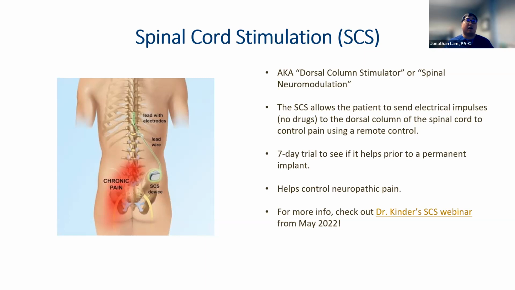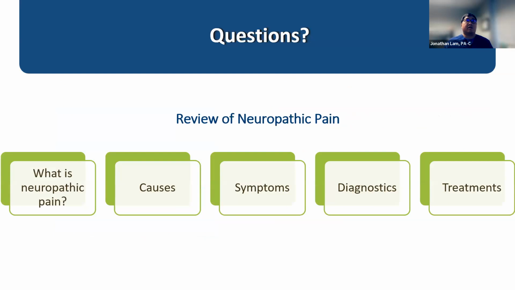And let's see here. Just to kind of review, we talked about what neuropathic pain is, some of the causes, some of the symptoms, some of the diagnostics, and some of the treatments. And like I said, there's a lot of different types of neuropathic pain. I think I only listed about a quarter of the list. There's quite a few more. So this isn't all inclusive, but at least it gives everyone a good broad overview of some of the main topics that we see and a lot of the main issues that we see here in our clinic as well.